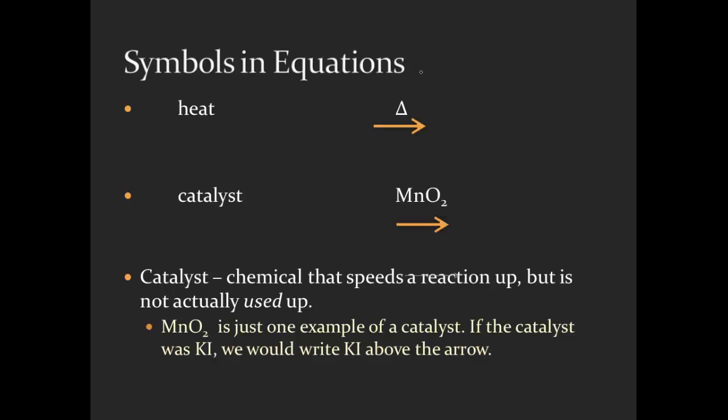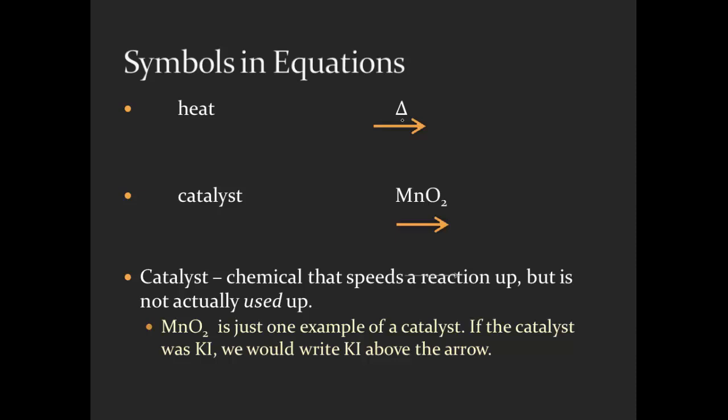All right, two more symbols. If you have a triangle above the arrow, it's simply indicating that the reaction was heated and that helped the reaction to occur. Sometimes reactions don't happen on their own at room temperature, but if you apply heat to them, it'll speed up the process.